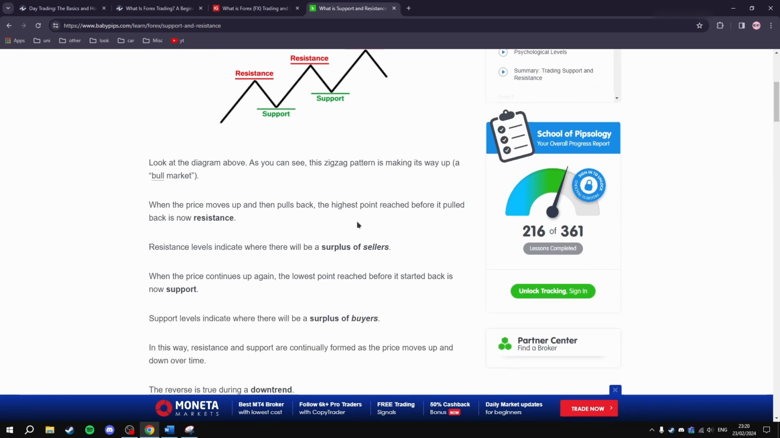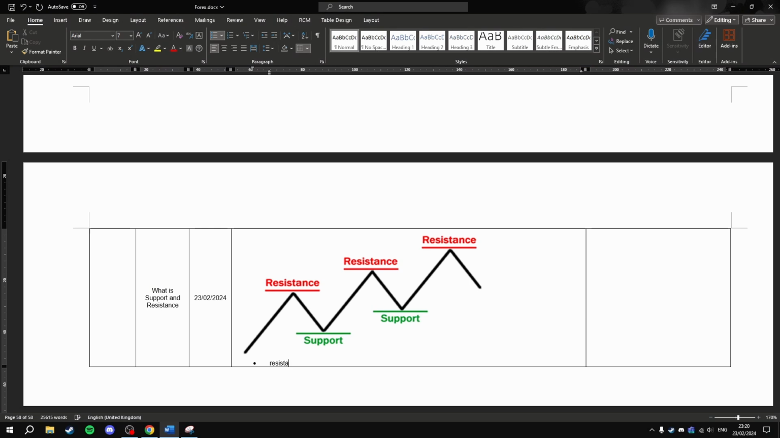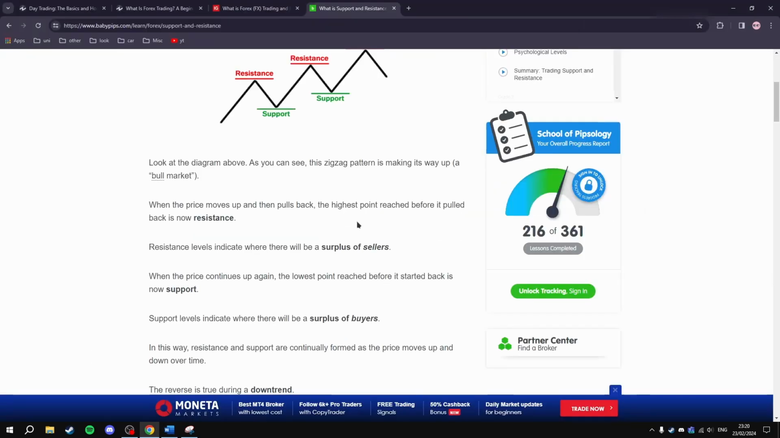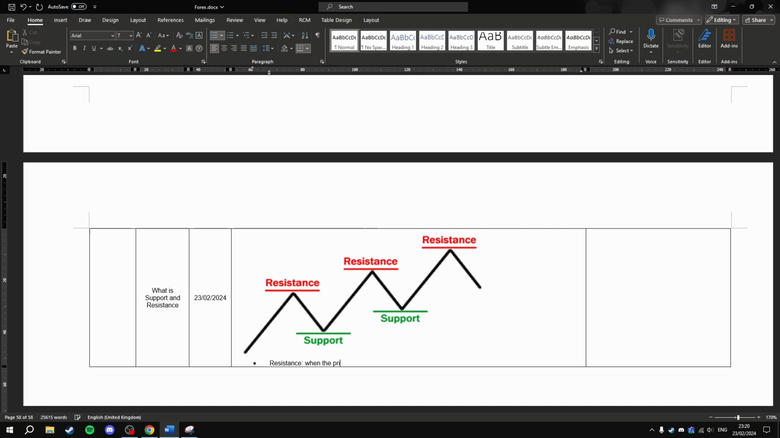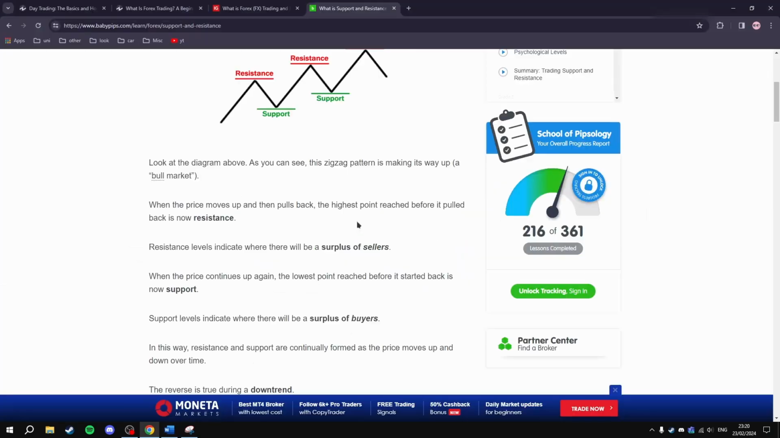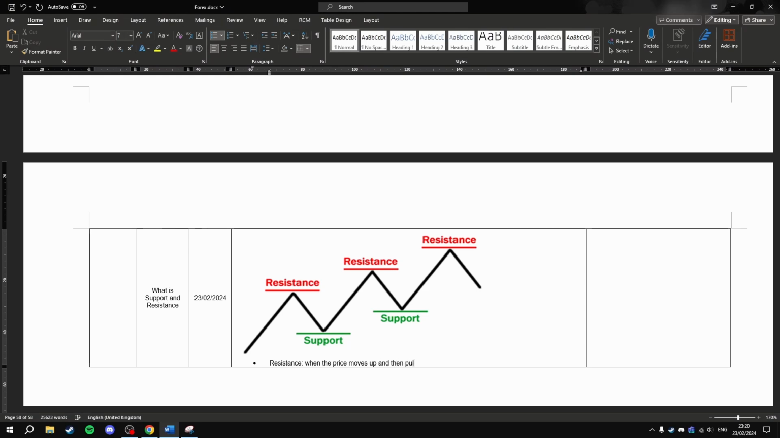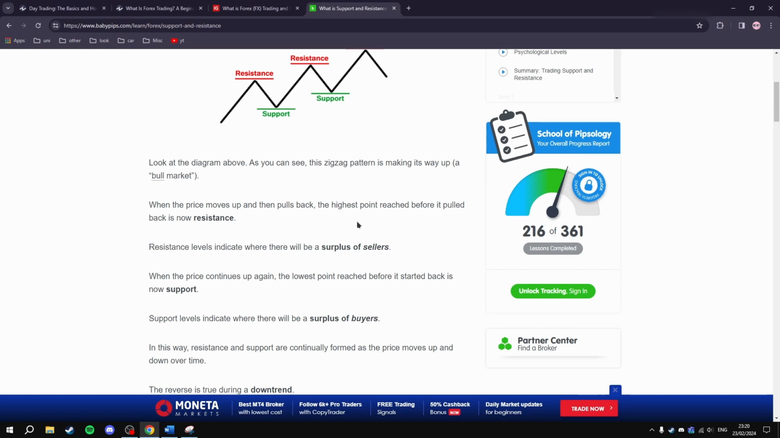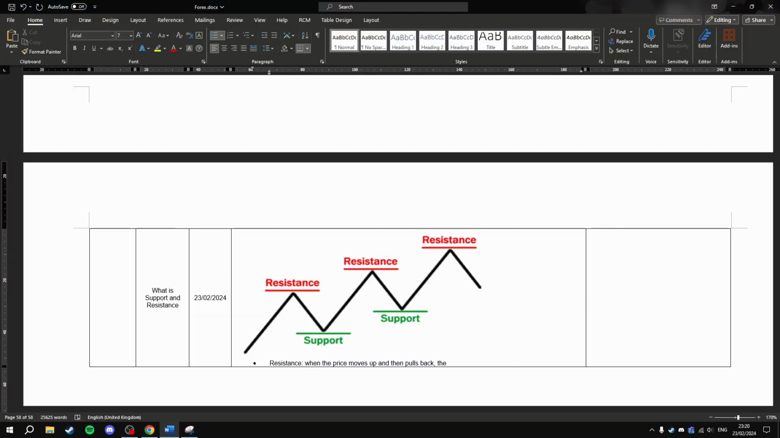When the price moves up and then pulls back, the highest point reached before it pulled back is now resistance. So this should be called the highest point reached when the price moves up and then pulls back.